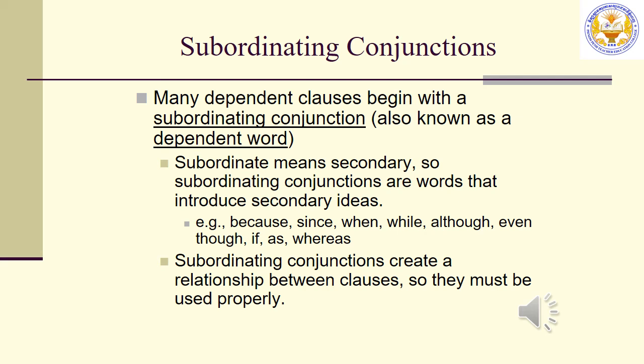A dependent clause usually begins with a subordinating conjunction. That's why sometimes people call it a subordinate clause, because it begins with a subordinating conjunction. We will discuss dependent clauses next week. We will discuss different types of dependent clauses that begin with subordinating conjunctions, like because, since, when, while, although, even though, if, as, whereas. So these are the subordinating conjunctions that we use to create a dependent clause.